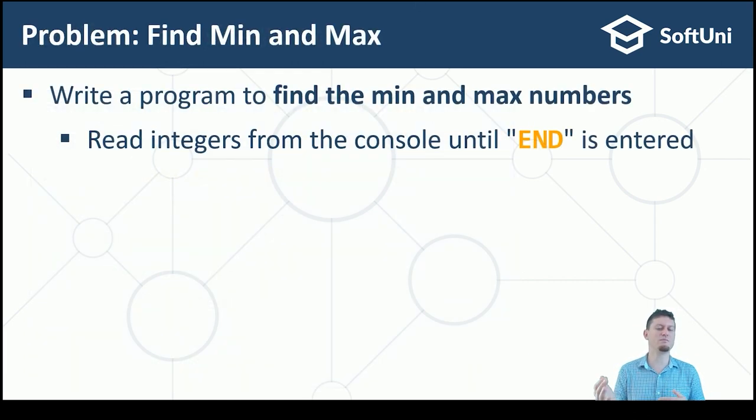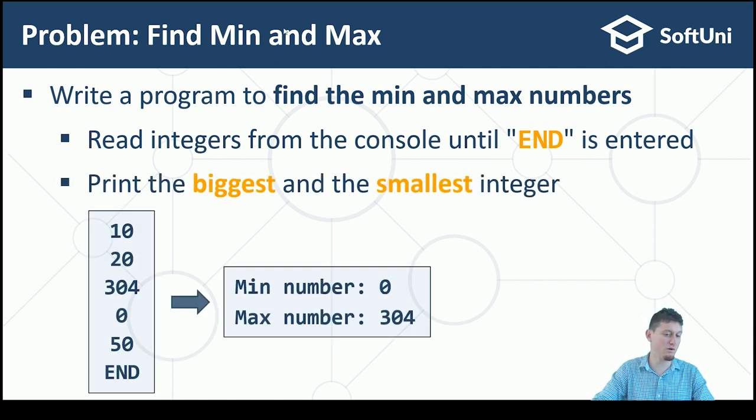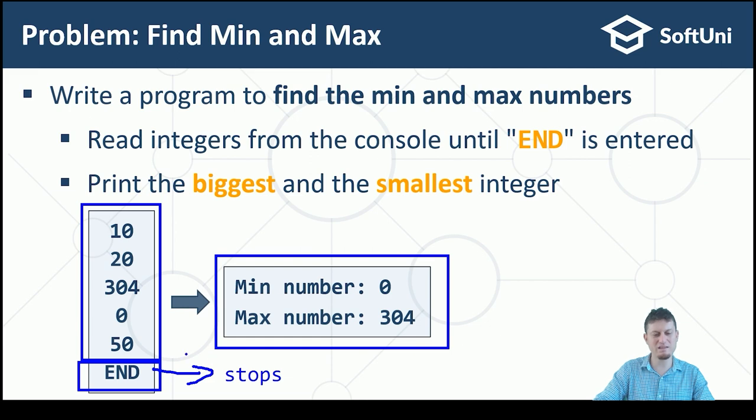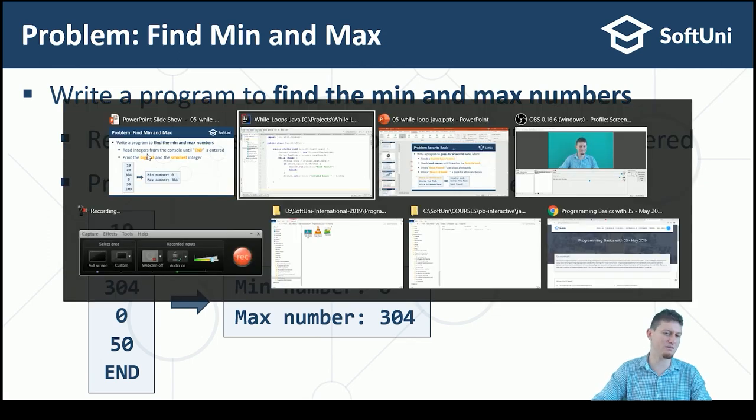It's called find min and max. It's about writing a program to find the minimum and maximum numbers among a sequence of integers, which stops when the word "end" in capital letters is entered. Okay, we want to print the biggest and the smallest number. This is an example. We enter a sequence of numbers and finally we enter "end". This stops the program. After the end command, this result is printed. The minimum number and the max number.